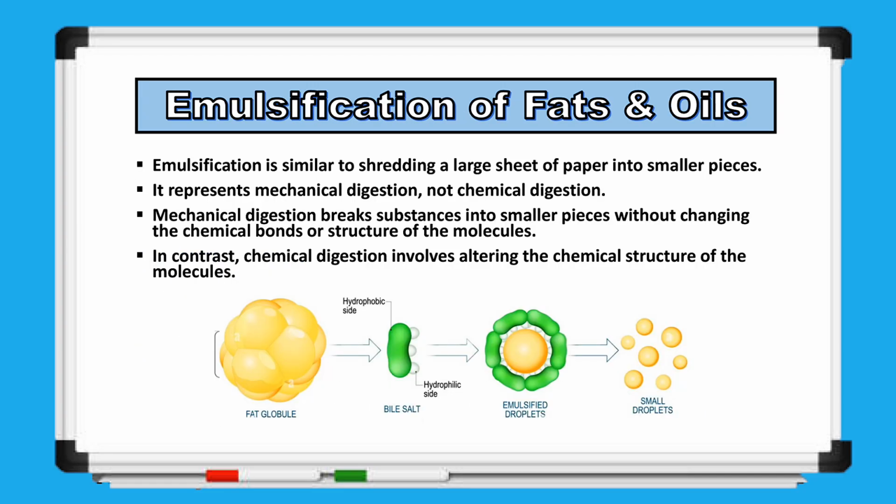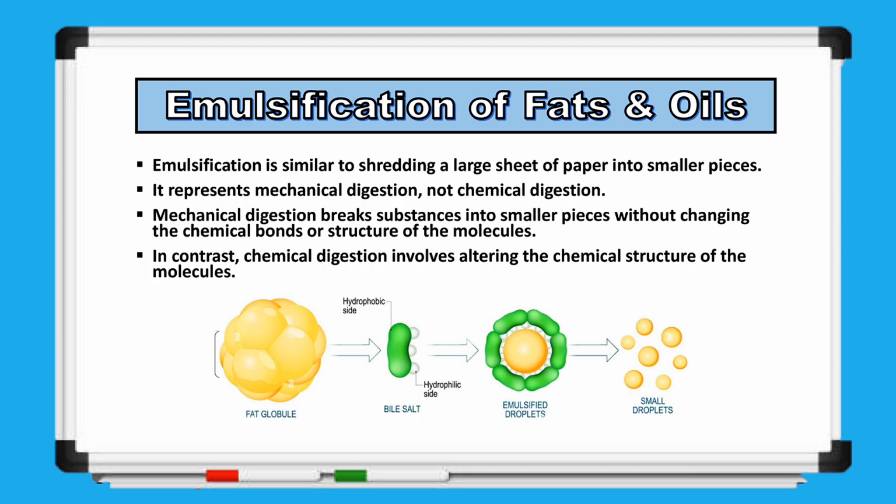When we talk about the emulsification of fats and oils, it's a bit like shredding a large sheet of paper into lots of smaller pieces. The paper is still paper, it hasn't changed chemically, but now it has a much larger surface area. In the same way, emulsification is a form of mechanical digestion, not chemical digestion. It breaks large fat globules into much smaller droplets without altering the chemical bonds or structure of the fat molecules.